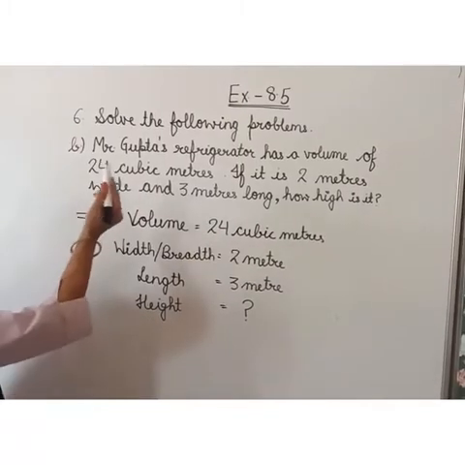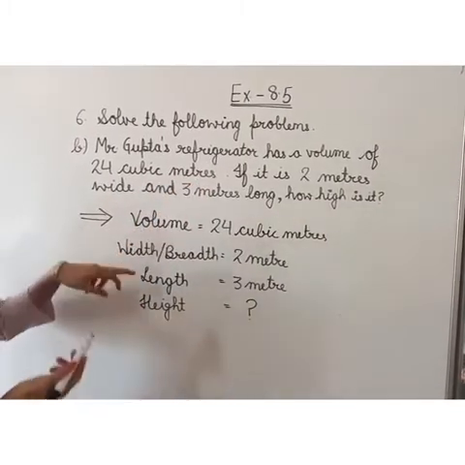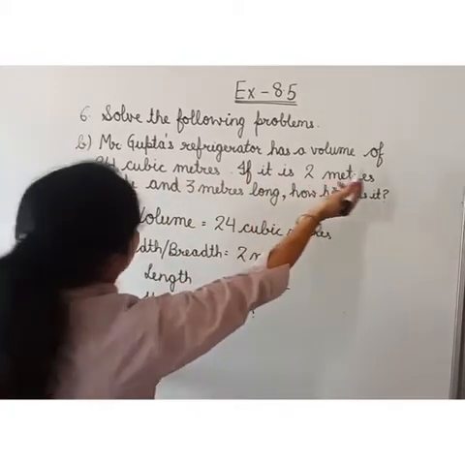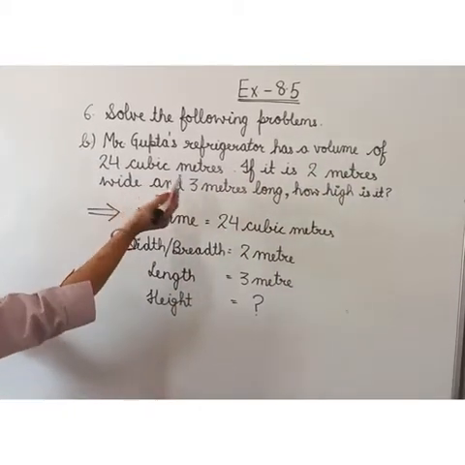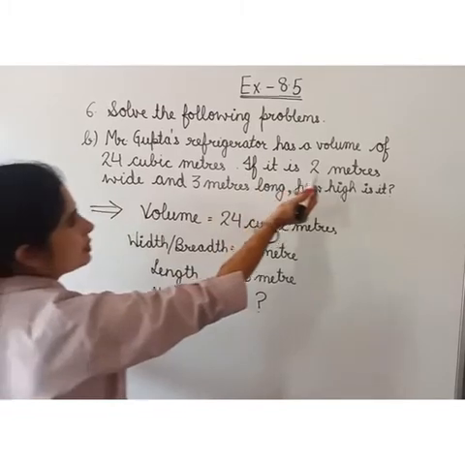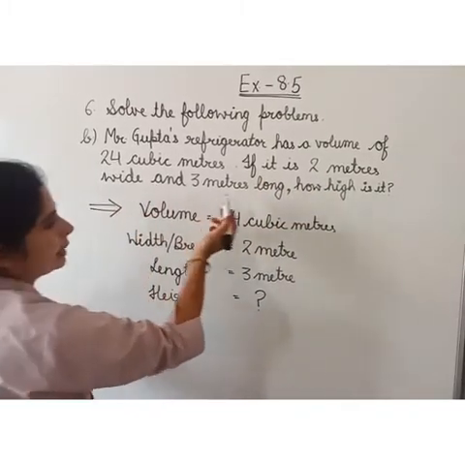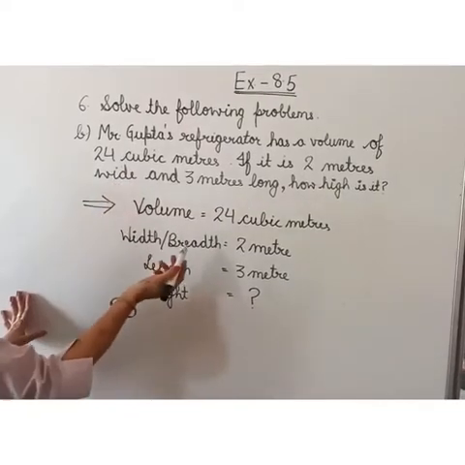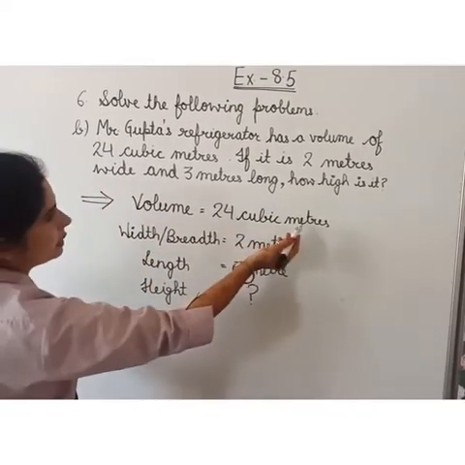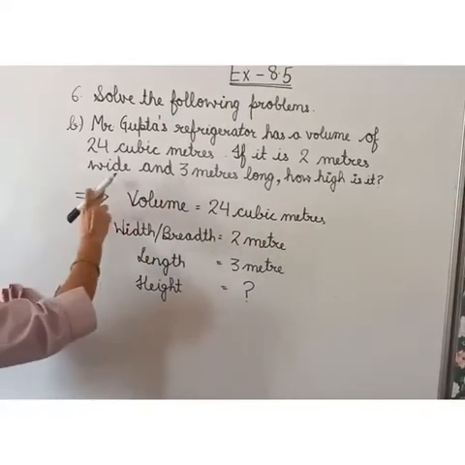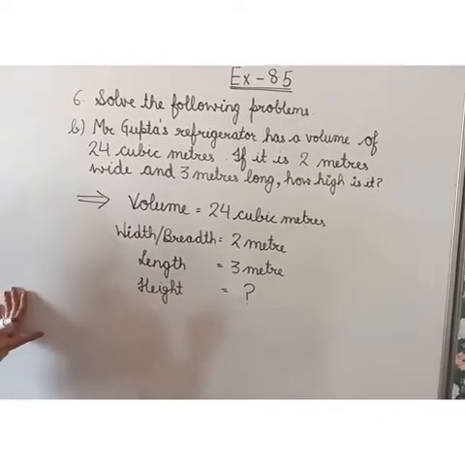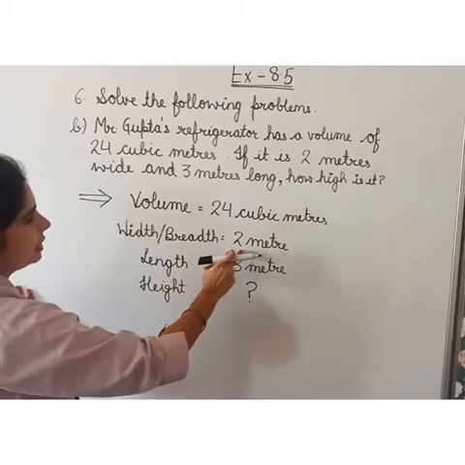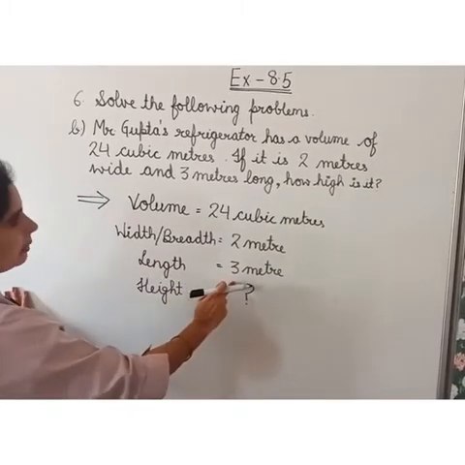6 questions. Solve the following problems. Word problem B part. Mr. Gupta's refrigerator has a volume of 24 cubic meters. If it is 2 meters wide and 3 meters long, how high it is? See, the volume is given. Volume is 24 cubic meters. 2 meter wide. Width means breadth. Width and breadth are same. That is 2 meter. Length is 3 meter.